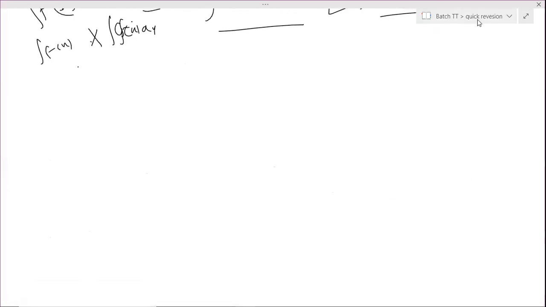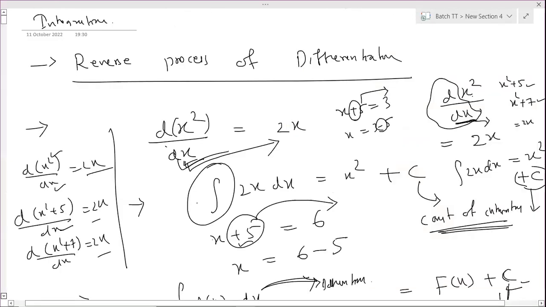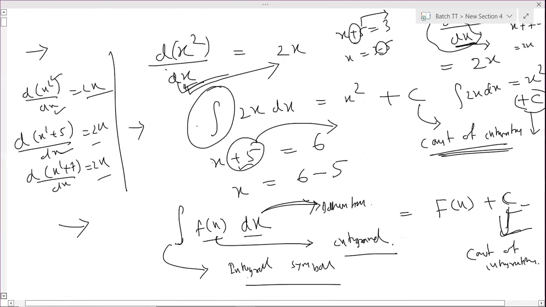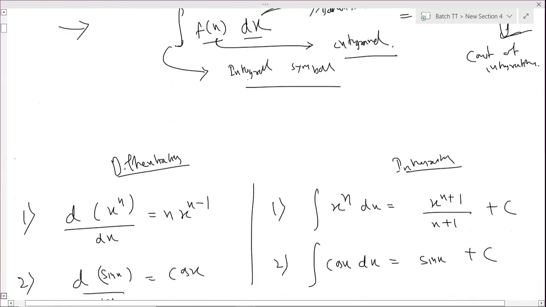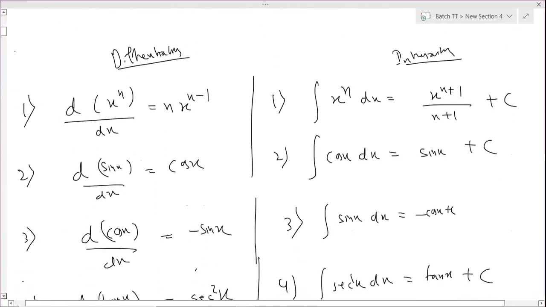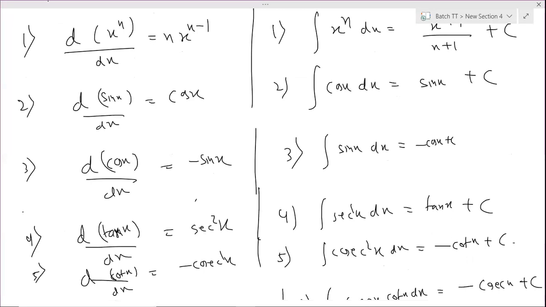So let me give you the quick formulas of integration. You can also note it down. And you can get the class notes also if you ever need it. So you guys can quickly take notes of these formulas. This is differentiation, and this is the integration. Tell me when you have done writing this.